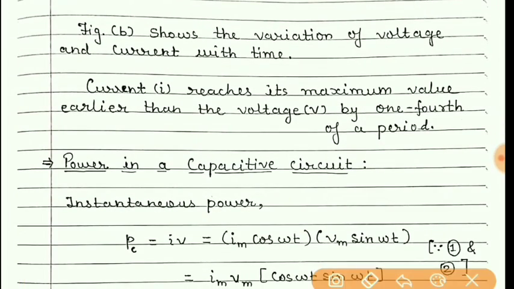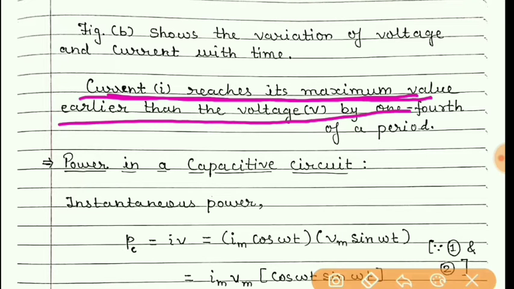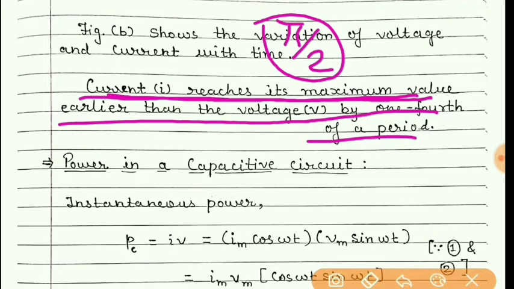Now students, current I reaches its maximum value, as I said earlier from this figure, earlier than the voltage by 1/4 of a period. Students, phase is pi by 2. Current is pi by 2 ahead by the phase, but in terms of periodic time, it is 1/4 of T ahead of the voltage.